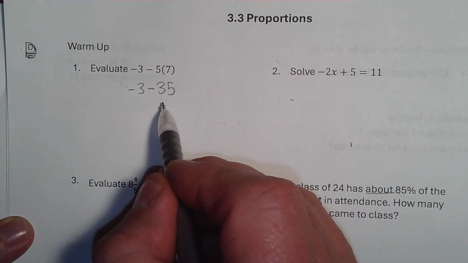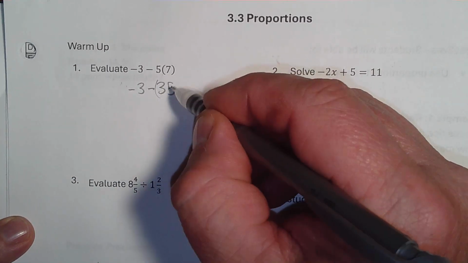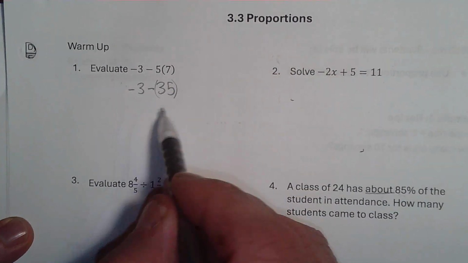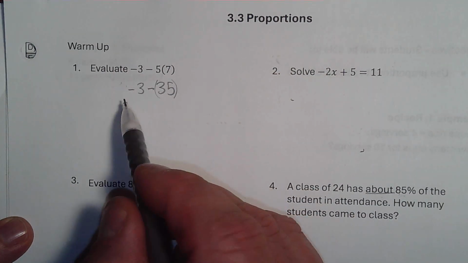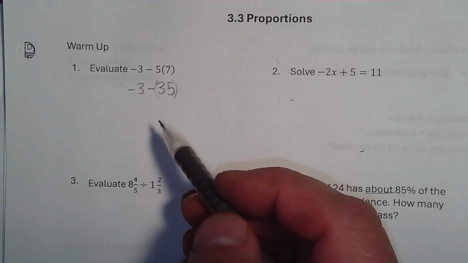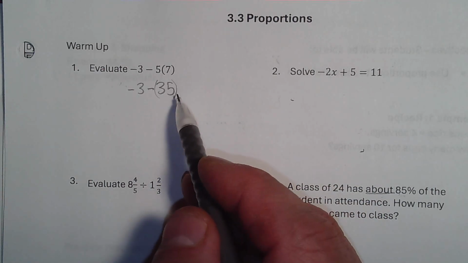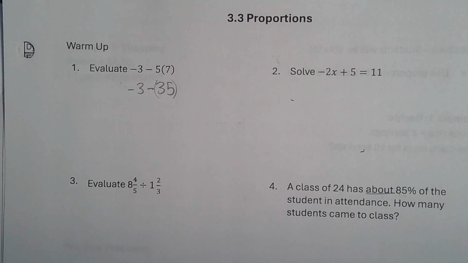Do I need a parenthesis here? Well, if I put a parenthesis around 35, does it change this? No, it's still negative 3 minus 35. So it's not wrong to put the parenthesis there, but it's also not needed. And that's kind of your guide. If you put a parenthesis there and it changes the math that's happening, then you need that parenthesis. If you put a parenthesis there and it doesn't change it, then you don't need it.